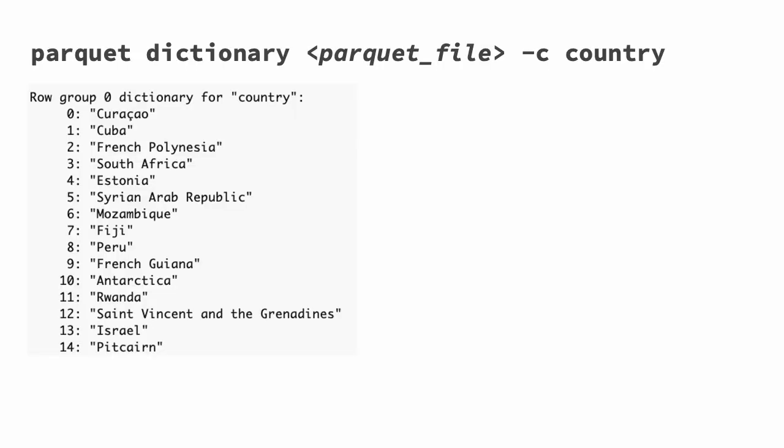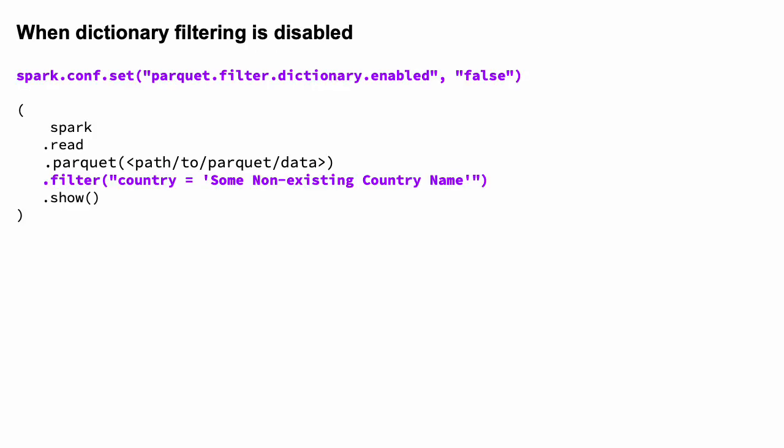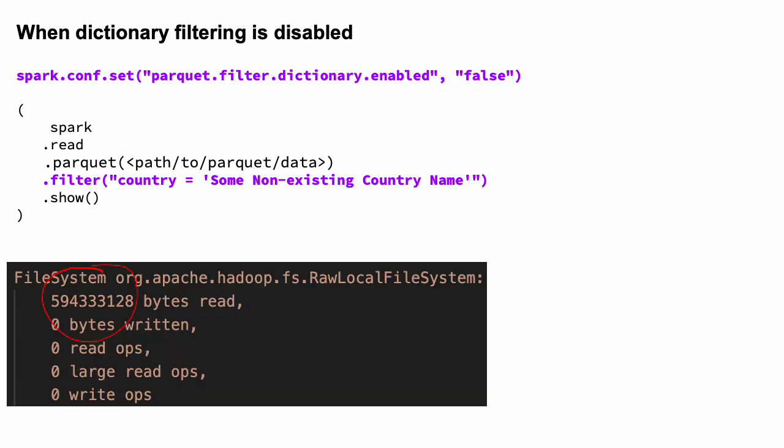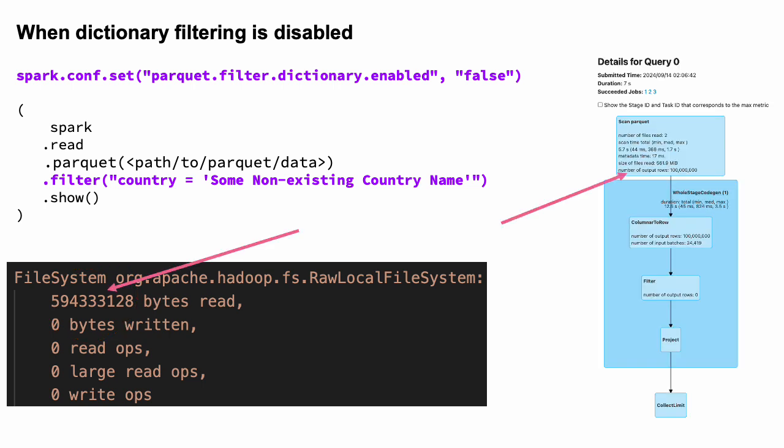So using Parquet CLI for one of the row groups, we see this is how the dictionary looks like. You see the value is the name of the country, and every value is assigned one integer index, which is used to encode the actual data. And if we try to search for a country which does not exist, first of all, we disable this dictionary filtering. In this case, we ended up reading all the 560 megabytes of data, and the job scanned through 2 files, materializing all the 100 million records, and it took 7 seconds.